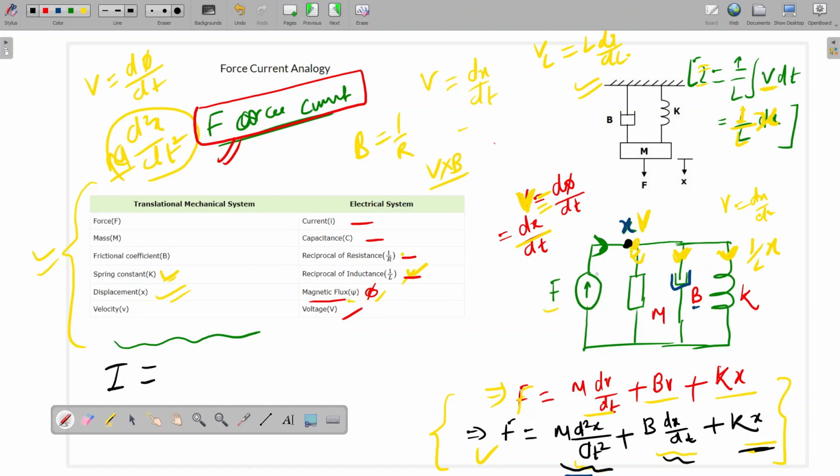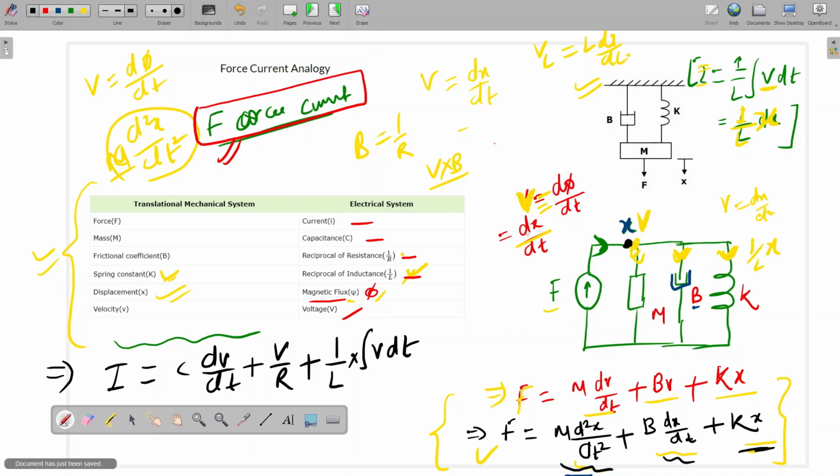I is equal to, in this current, C dV by dt. Then B is 1 by R, so V by R, and the last part, where L is there, K is 1 by L, so 1 by L into integral V dt. This is the normal circuit equation. What is V? V is equal to d phi by dt. What is phi? Phi is x. So this equation is in the electrical domain.